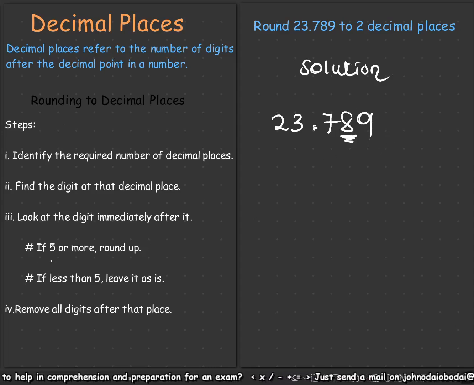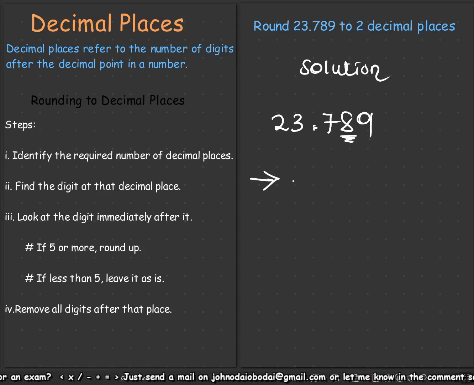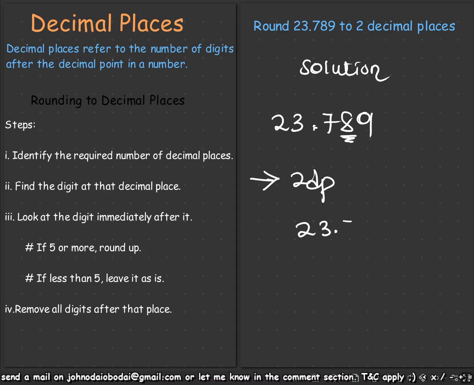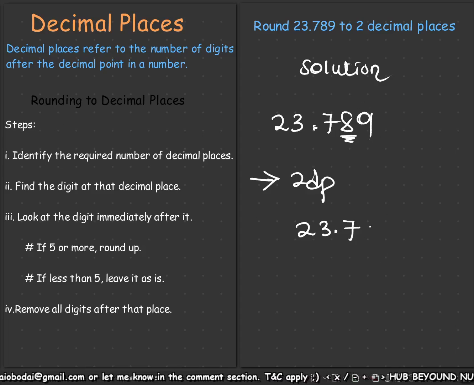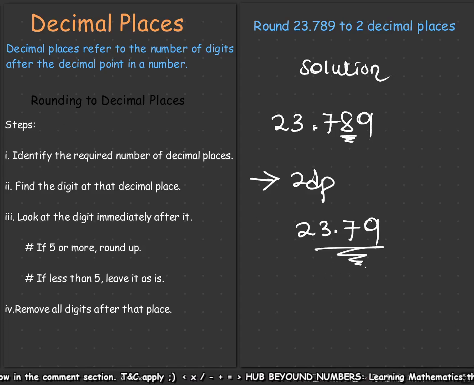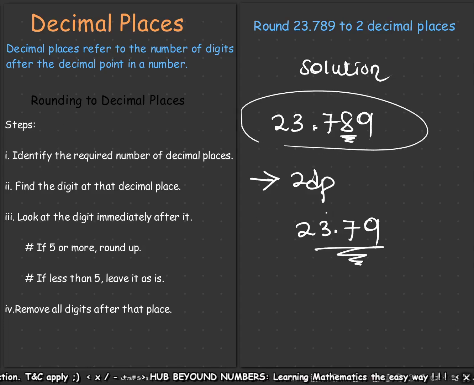And it says if it is 5 or more, let's round up. And I said rounding up simply means you are going to add 1 to it. So it means to 2 decimal places, we are going to get 23.7. And since we are rounding up, we are going to add 1 to 8, which gives 9. You get it? 23.79. This here will be our rounding of this digit to 2 decimal places.